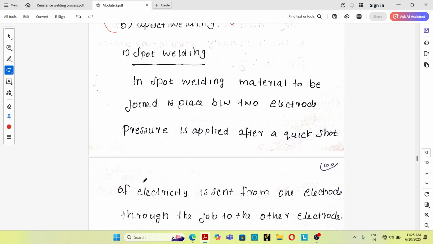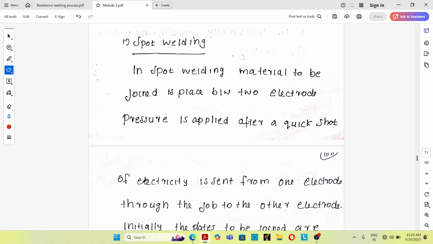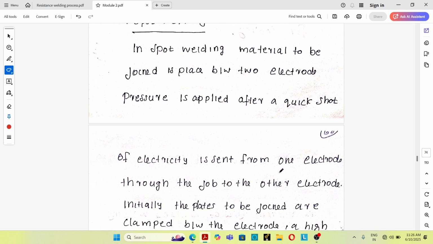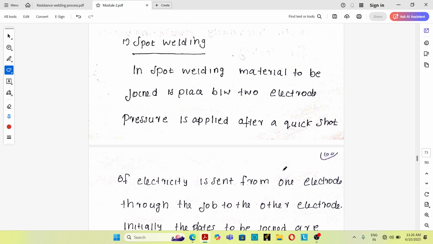First one, spot welding process. See, in a spot welding process, the material to be joined is placed between 2 electrodes. Pressure is applied after a quick shot of electricity is sent from one electrode through the job to the other electrode. Initially the 2 pieces to be joined are placed between 2 electrodes, and pressure is applied after a quick shot of electricity is sent from one electrode through the job to the other electrode.